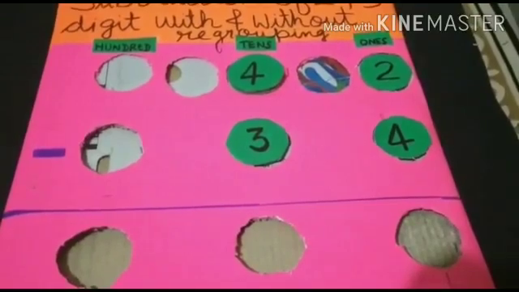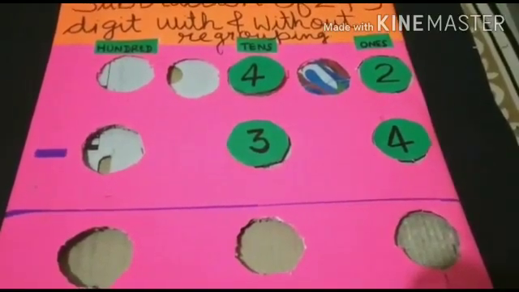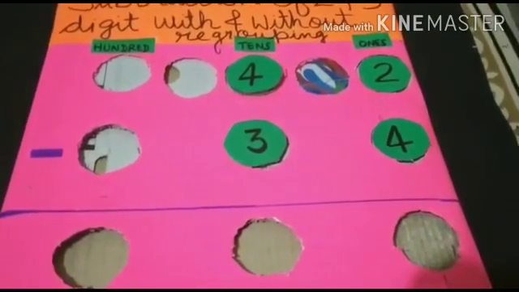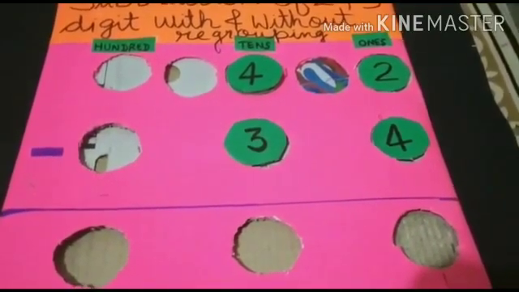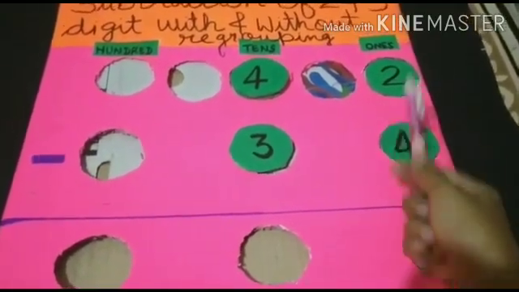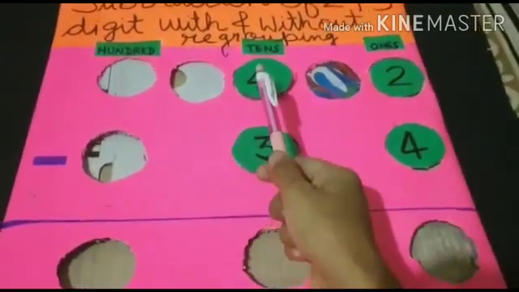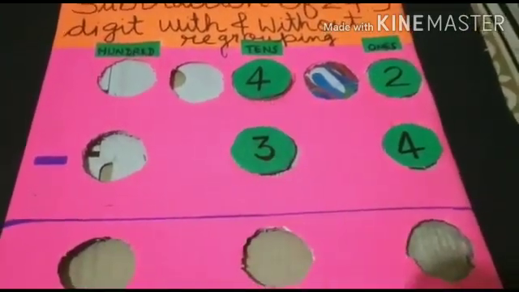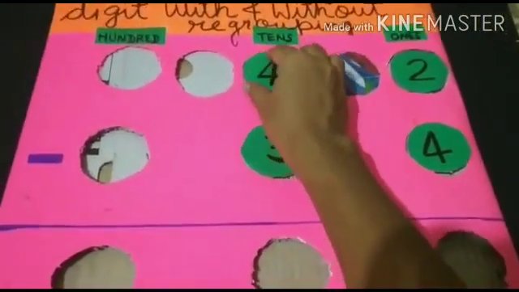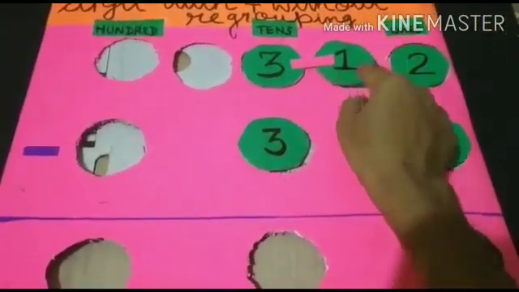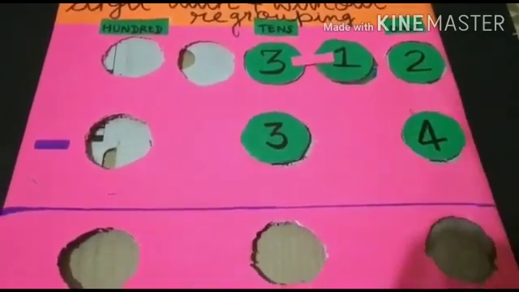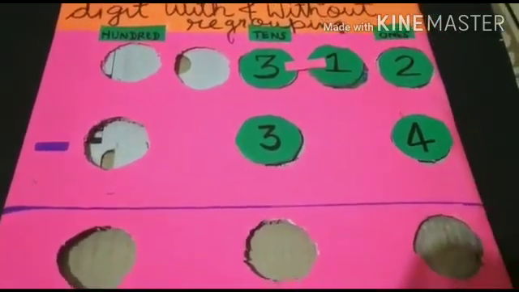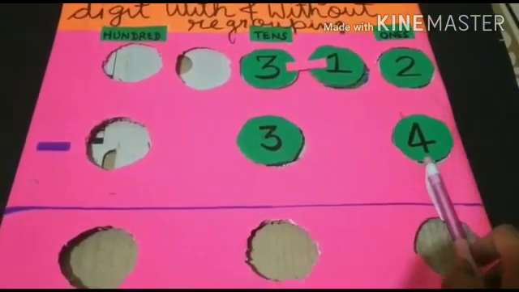If we don't have money, what will we do? Yes, we will borrow it from someone. So here also we will borrow from our neighbor, that is tens. Tens will give 1 tens to 2 ones, so it will become 12. 1 tens and 2 ones will become 12. So it is now very easy to subtract 4 from 12.